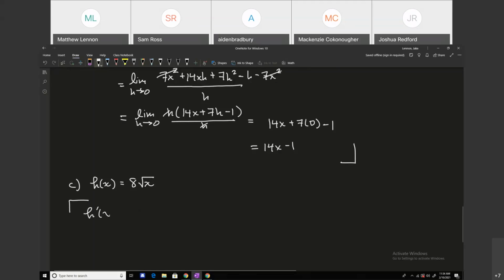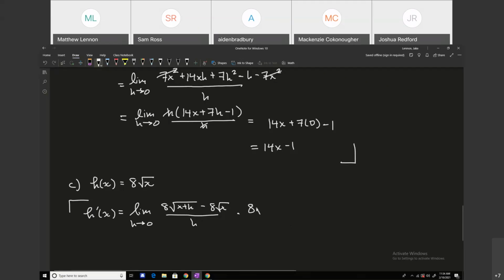So h prime of x is going to be the limit as h approaches 0 of 8 square root x plus h minus 8 square root x, divided by h. So now to compute this limit, this is where we need to rationalize that numerator, so hopefully something will be left over to cancel with that h in the denominator. So we'll multiply by the conjugate.